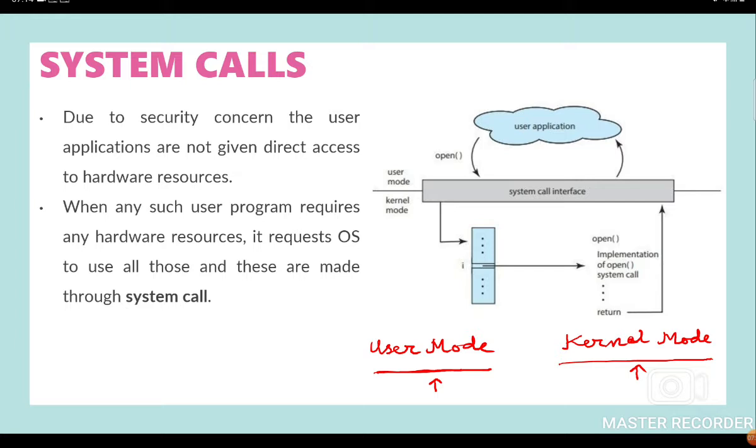So when any user program requires the hardware, it will be executed in the kernel mode, and then only it can access the hardware. And who is helping in that? The operating system is actually helping to shift the process from user mode to the kernel mode. Once the user program has used those physical hardware devices, once its use has been done, it will shift back to the user mode.